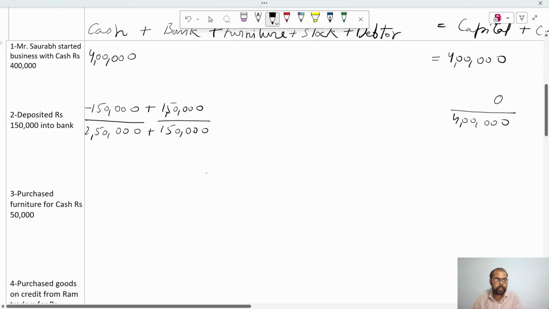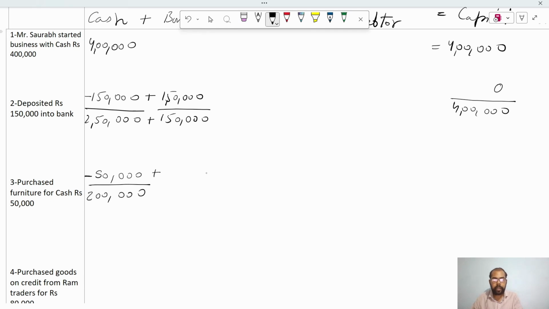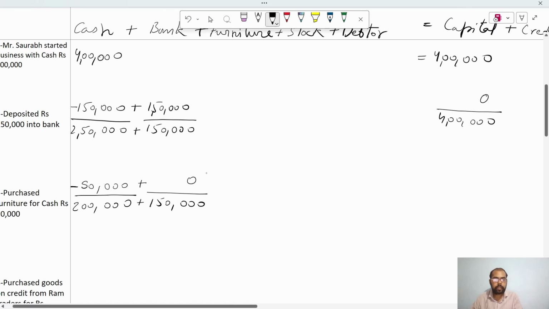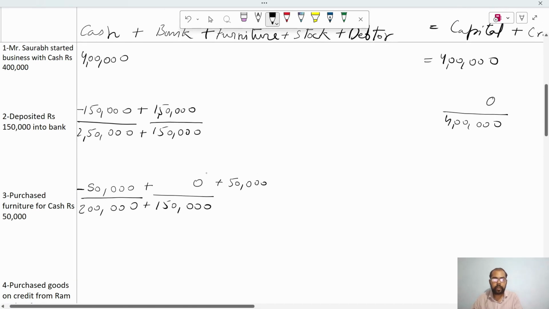The next transaction says purchased furniture for cash rupees 50,000. So furniture is purchased for cash, so definitely 50,000 will be deducted from cash. Now cash will become rupees 2 lakh. Is there any change in bank balance? No. Bank balance remains the same. It will remain 1,50,000. But furniture has increased by rupees 50,000. So we will add rupees 50,000 under the column of furniture.